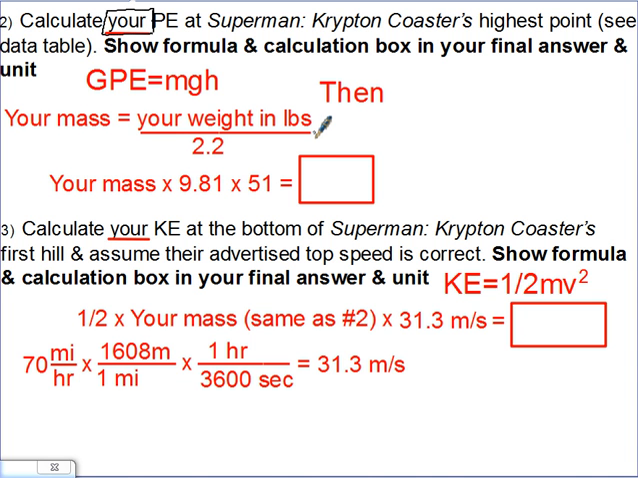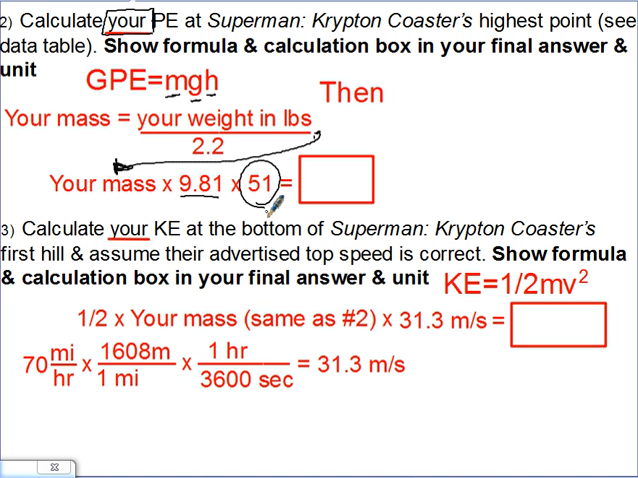So the answer to this is going to go right in here into this formula, where you will then multiply it times gravity, because there's the g. So this is your mass times gravity times the height, which I went ahead and gave you as 51 meters, which came from the information sheet on the front page.